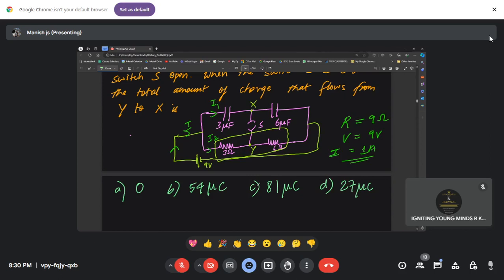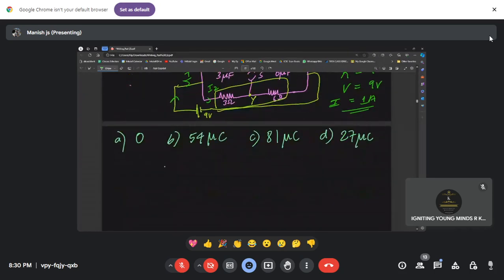Having this information, we can easily find out the relationship. So what is the total effective combination of these capacitors? You have two capacitors in series. So the effective capacitance formula, I hope you might be knowing. So 1 upon C effective is equal to 1 by C1 plus 1 by C2, right?